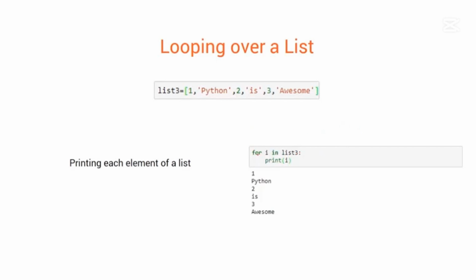So what the for loop will do here is extract each element from this list and print it. For example, first 1 is going to be extracted and printed, then Python, then 2, then is, then 3 and then awesome. This is how we can get access to each element in a list using a for loop.